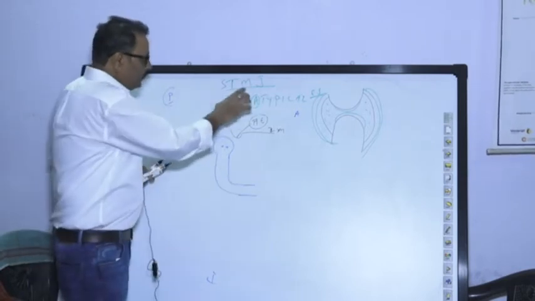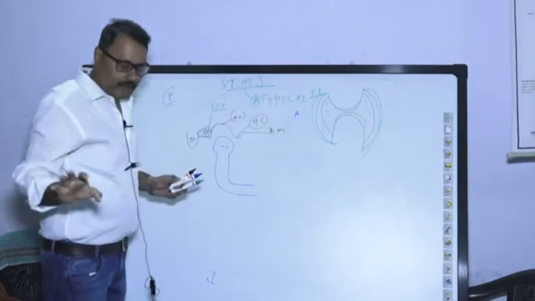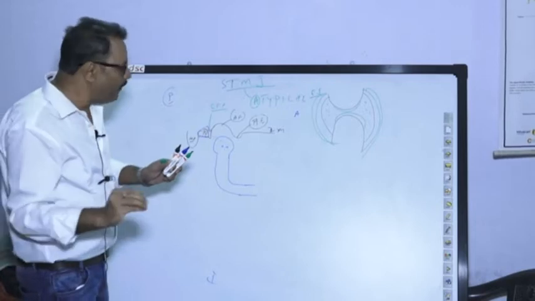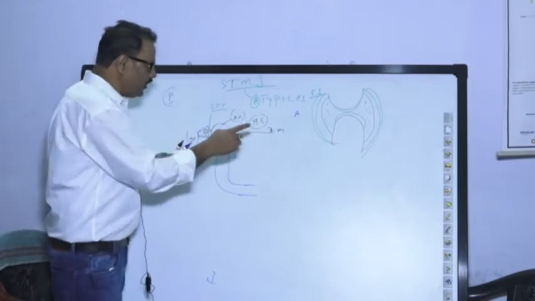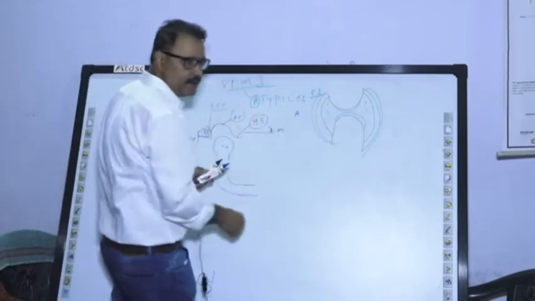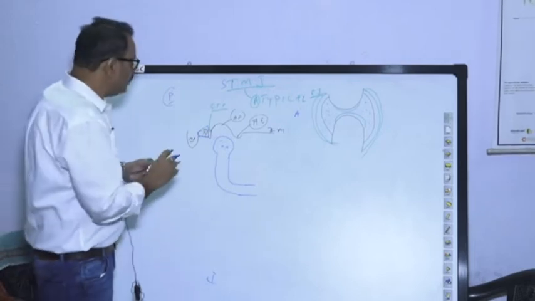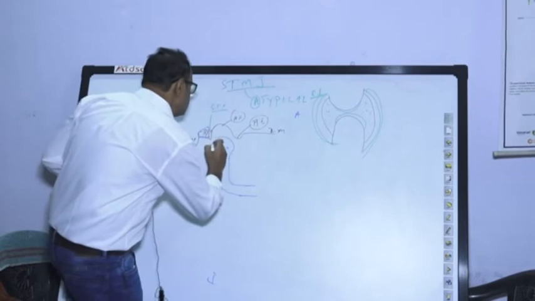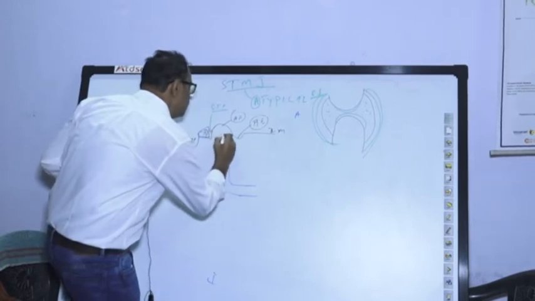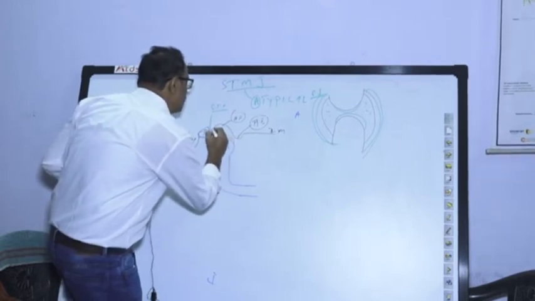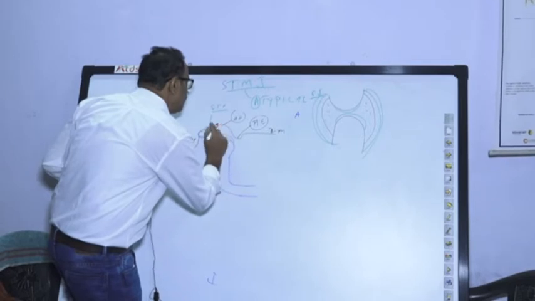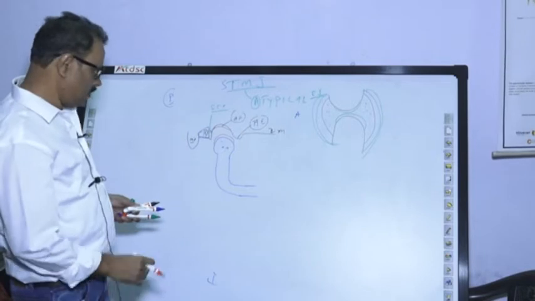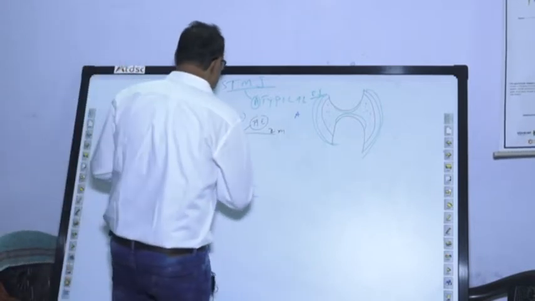Now we are with the atypical word. We will cover that one. So for a joint to be formed, what is required? Number one, it should be covered by the cartilage. So this is being covered by the cartilage.